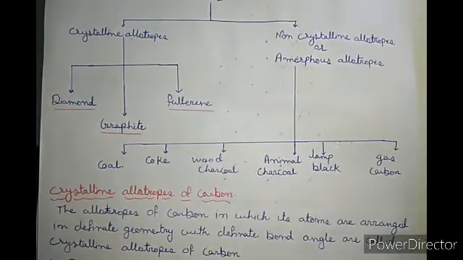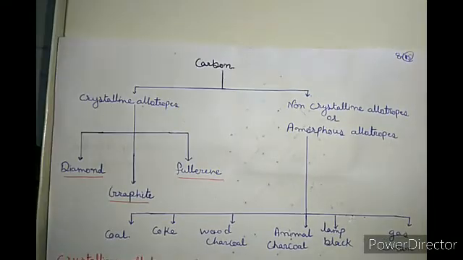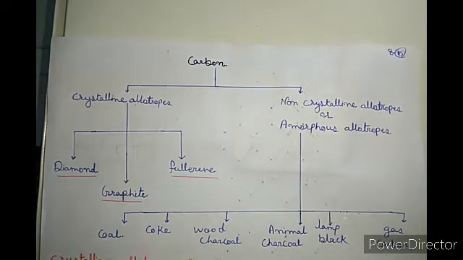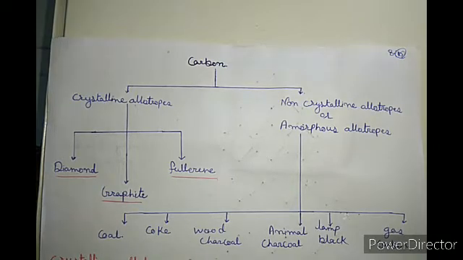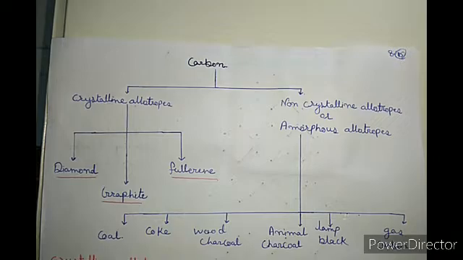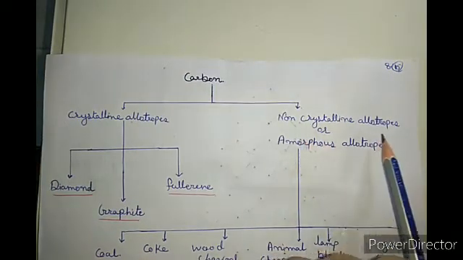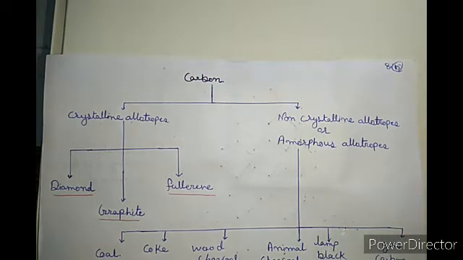Now, if we consider the allotropes of carbon, they are mainly grouped into two categories. One is crystalline allotropes and the second is non-crystalline allotropes. The question that comes to our mind is, what is crystalline and what is non-crystalline or amorphous? When the particles are arranged in a definite geometry with definite bond angles, it is called crystalline. And if that is absent, it is called non-crystalline or amorphous.